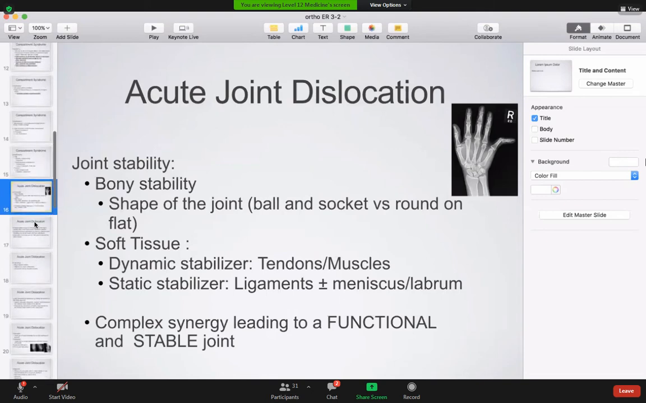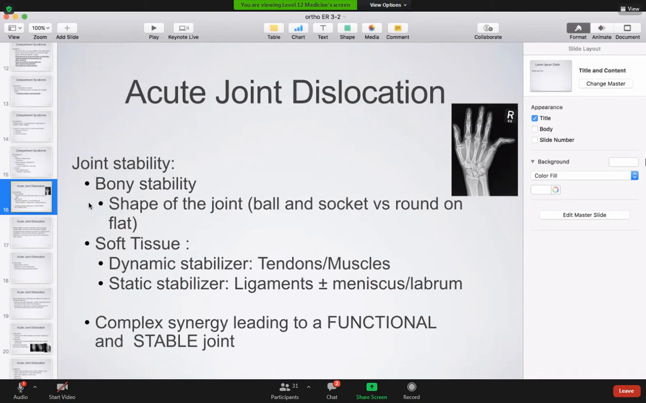Okay, the second part is about acute joint dislocation. And as you all know, acute joint dislocation is an orthopedic emergency. You have to understand what's making these joints stable, to understand when do they dislocate and when can you call them unstable. So stability mainly comes from the bone.